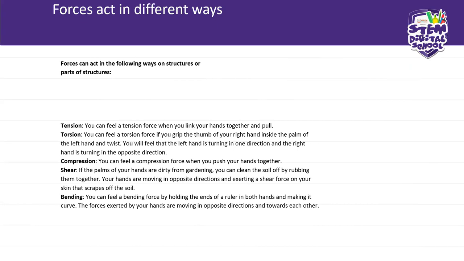Shearing, if you put your hands together and you rub your hands together. Maybe if you have been handling soil or even sugar or any particles between your hands, if you are rubbing your hands together, then the friction that you get there is what is called shearing. Bending, I'll show you an example of bending where there is tension and compression.